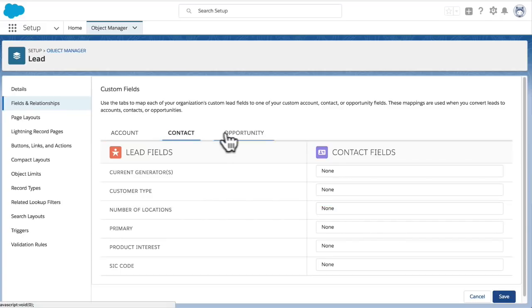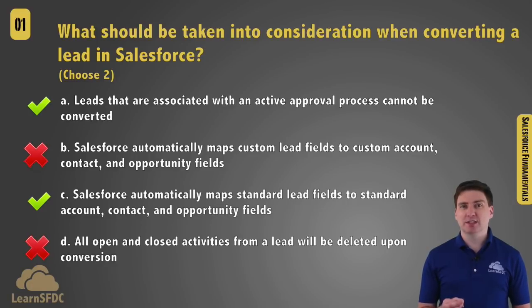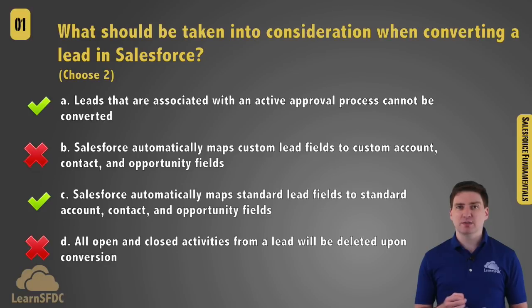And there is only one mapping for the entire org, so you can't have different mappings by record type or by any other criteria. You can create more dynamic mappings using Process Builder or a trigger. D is incorrect because all open and closed activities from a lead are brought over to converted account, contact, and opportunity records. Although the lead will no longer exist in Salesforce after conversion, it would not make sense to delete already created open and closed activities.